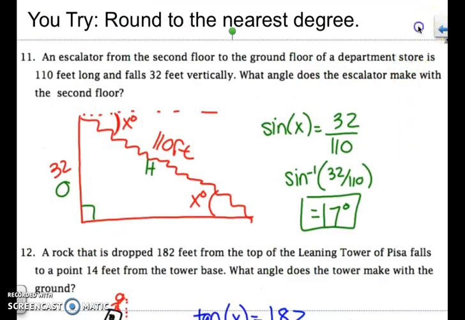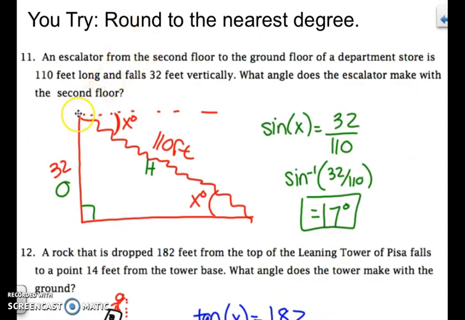On these, you had to round to the nearest degree. So you had an escalator from the 2nd floor to the 1st floor of a department store. It was 110 feet long, so I got a little sloppy with my escalator. And then it falls 32 feet vertically. So vertically means up and down, so it fell 32 feet. So here was your right angle below that escalator. What angle does the escalator make with the 2nd floor?